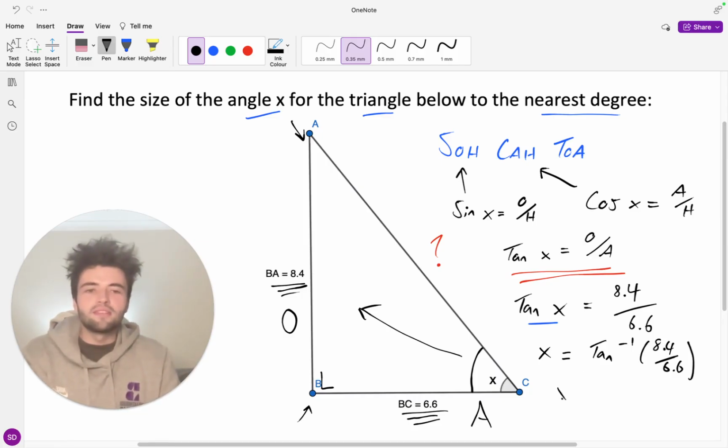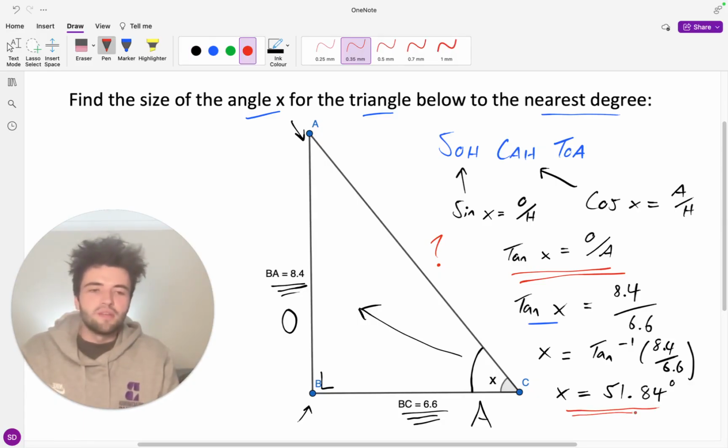And now we can simply get the value of our angle as a number in degrees. When we plug the tan inverse of 8.4 over 6.6 into our calculator, it is going to be 51.84 degrees. So that is going to be the final answer for this question, and that is it for this video.